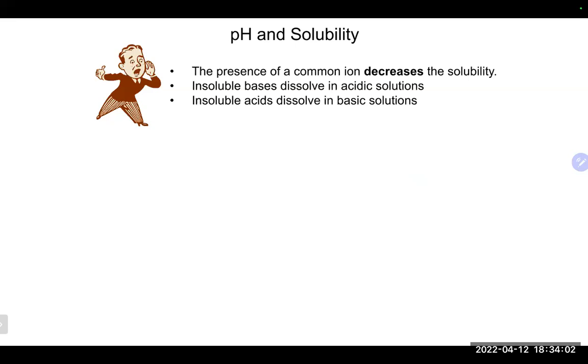Another really important thing that affects solubility is pH, hence why a lot of the instructions, like in the experiments we're going to do today, and we did before, those qualitative analysis ones, have you add some acid, then add some base, and add some more acid after you did it before. And again, playing with the pH can affect the solubility of certain compounds, especially acids and bases. The presence of a common ion, as we just saw, does decrease the solubility. When we have insoluble bases, they typically will dissolve in acidic solutions. And if we have insoluble acids, they typically will dissolve in basic solutions.